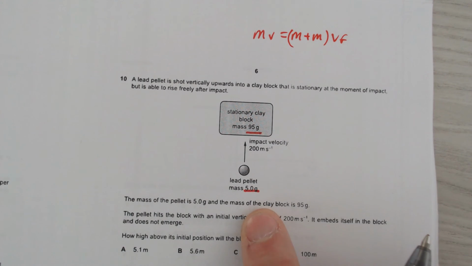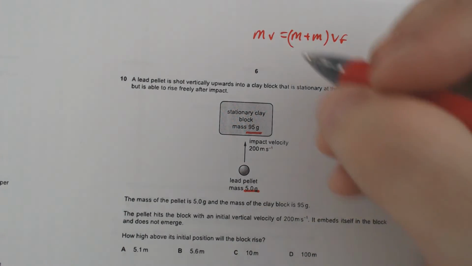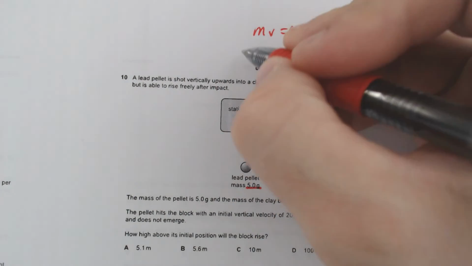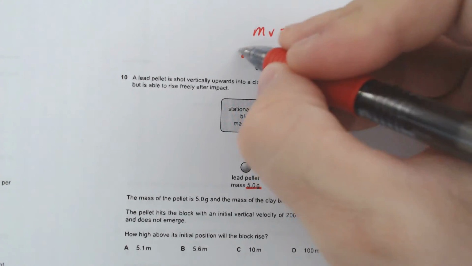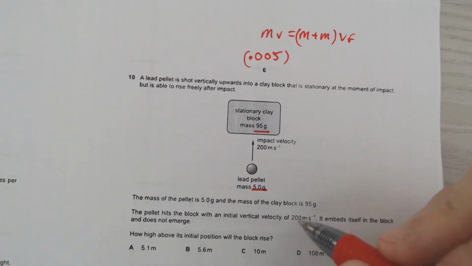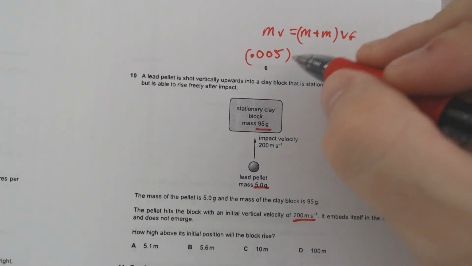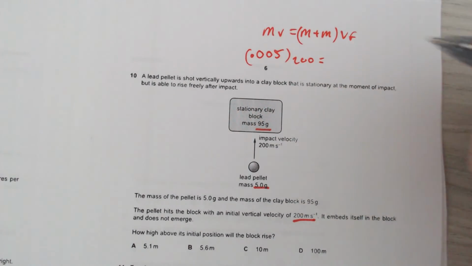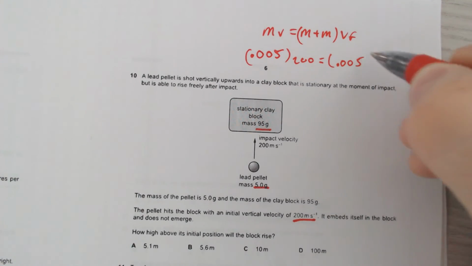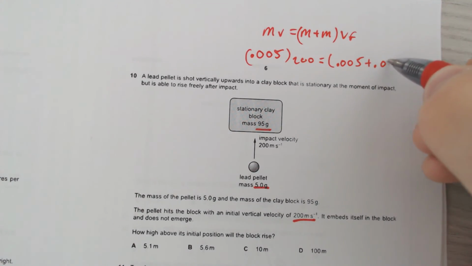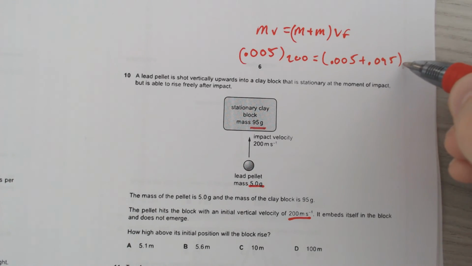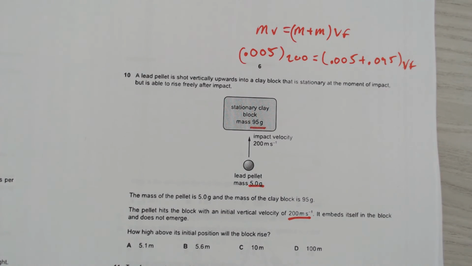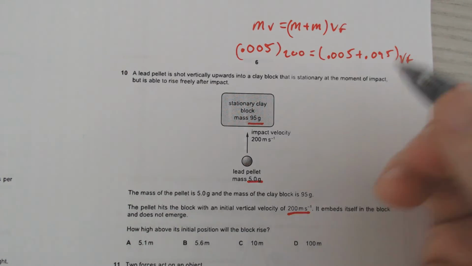It started with the 5-gram pellet, which would be 0.005 kilograms. I'm asking for not 0.05. Yeah, same mistake. 0.005 kilograms. And it was going quite fast. It was like a bullet going 200 meters per second. And then that would equal 0.005 plus 0.095 for 95 grams, times V final. You solve for V final, which is either 10 or 100 or 1. It's something like that. I got 10 for the V final when you solve for that.